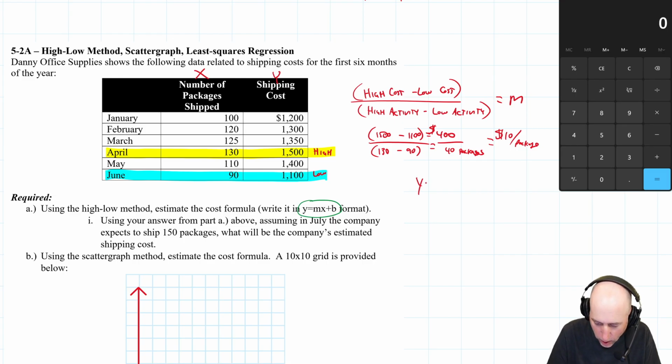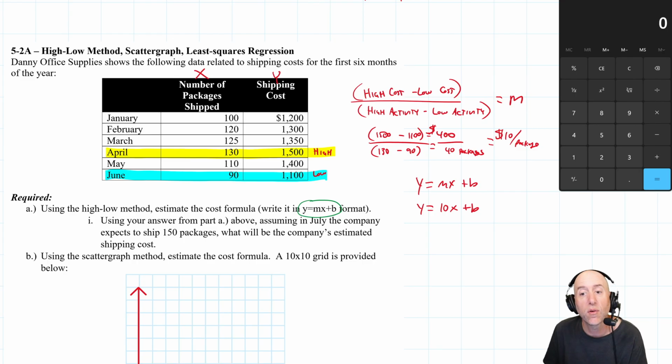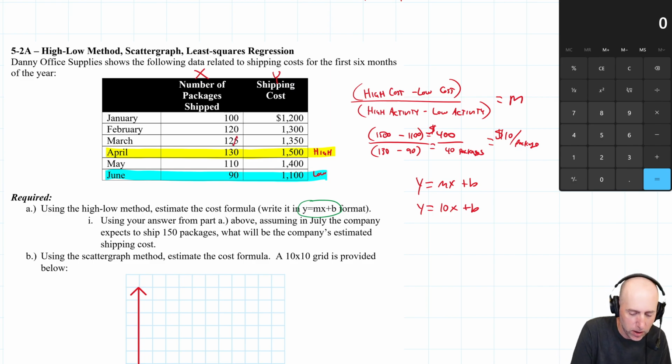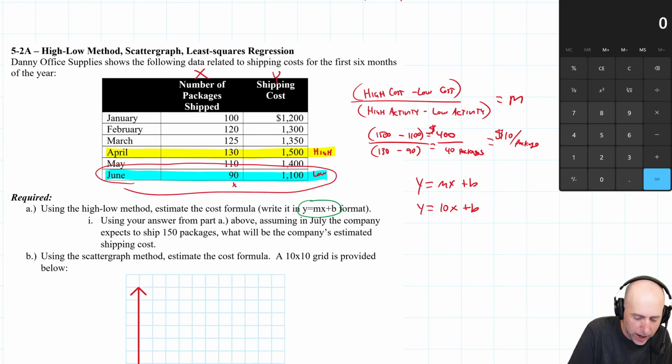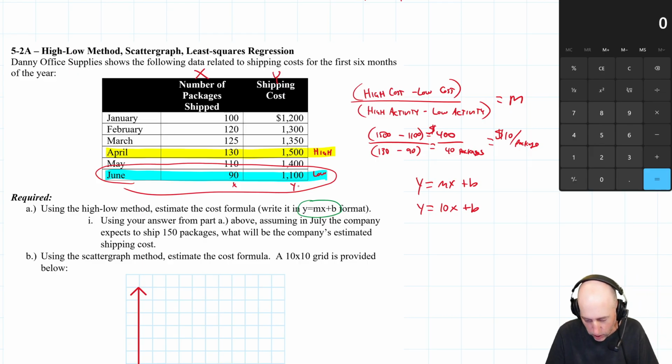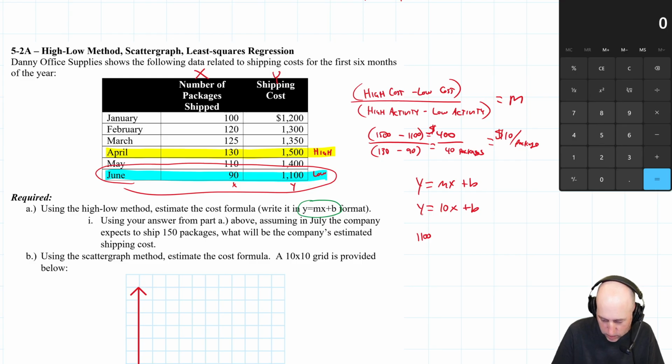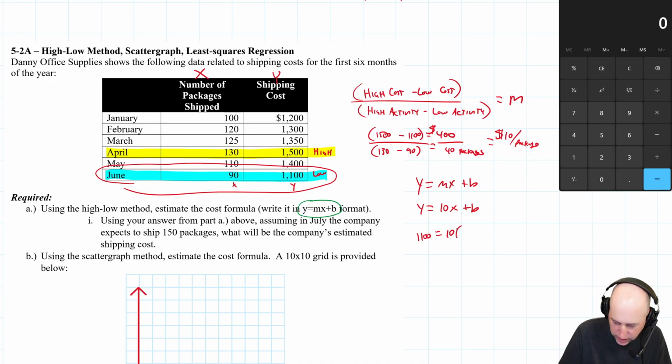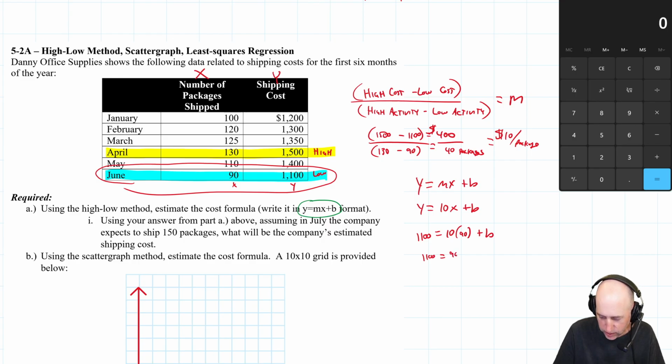So looking at the formula, Y equals MX plus B, now we have the M: Y equals 10X plus B. We have to solve for B to get our formula for the line. To do it, we just plug in either the high or the low point. I'm just randomly choosing the low. So I'm going to take June, and in June, X was 90, Y was 1100. So I plug in 1100 to replace my Y. 10 is still my M. The X is 90 plus B. So 1100 equals 10 times 90, which is 900, plus B.